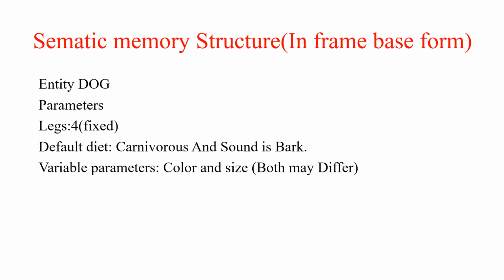Okay, fixed parameters are legs are 4, that is fixed. Then default diet is carnivorous and sound is bark. Then variable parameters are colors and size. Okay, both may differ. Color may be red, black or white, and size may be small, medium or big. So all this information is the frame based structure of this respective entity, that is dog.